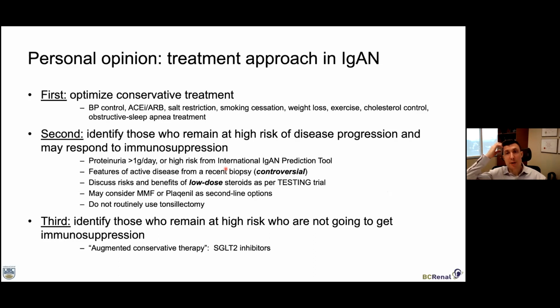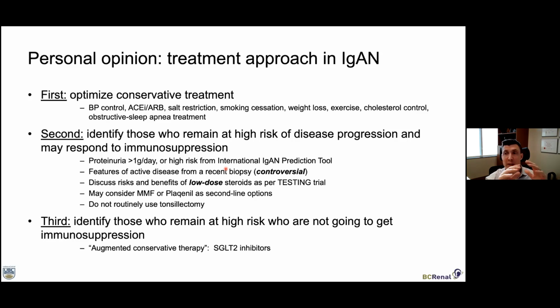So what's my personal approach to treatment in IgA nephropathy? Again, this is a personal opinion on my part that is perhaps a little bit different than the KDIGO guidelines. But first, I tend to optimize conservative therapy in almost everybody with IgA nephropathy that's newly diagnosed. So we're talking blood pressure control, ACE inhibition or angiotensin receptor blocker, salt restriction, smoking cessation, as I said, weight loss, exercise, treatment for OSA. All of these treatments can be very, very effective at substantially lowering proteinuria in IgA nephropathy.